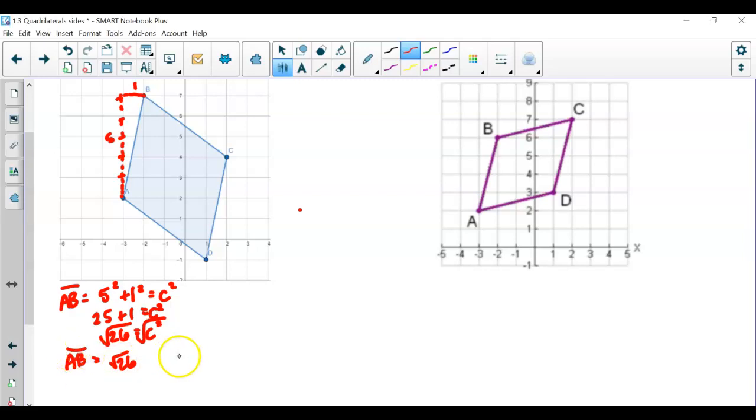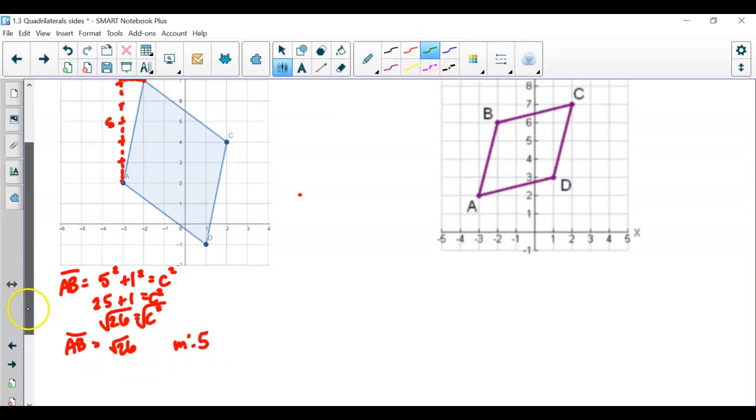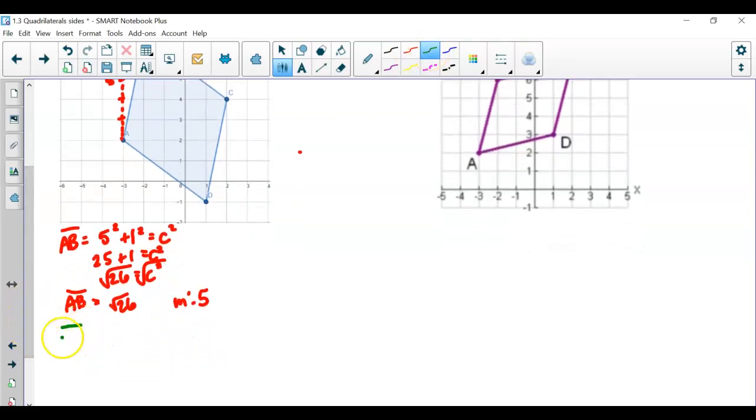Now we can also find the slope, because our slope is going up and the rise was 5 over 1, making a slope of 5. So that is side AB, the distance and the slope. So now let's go to side BC.